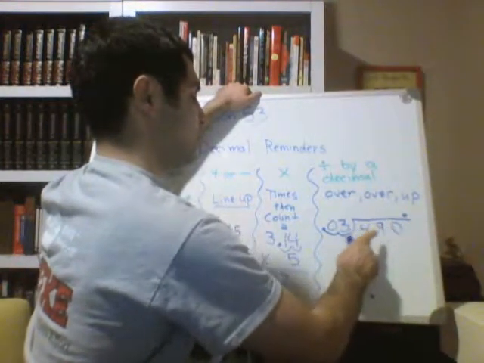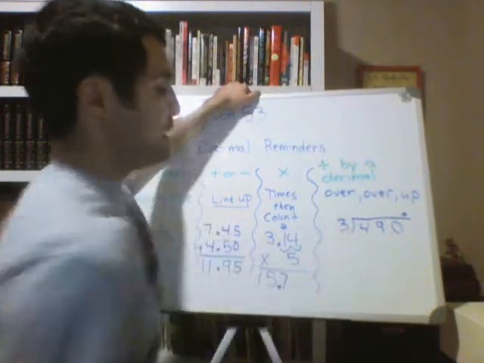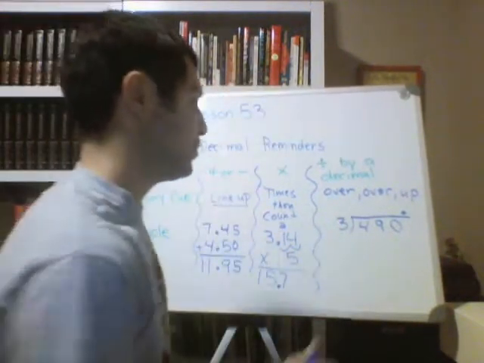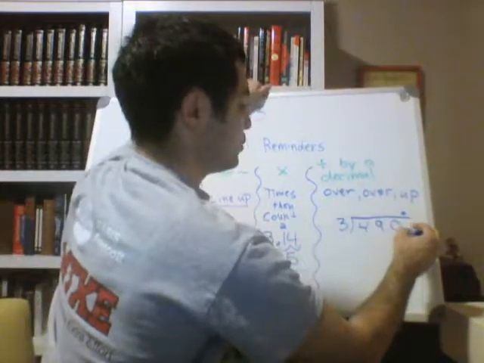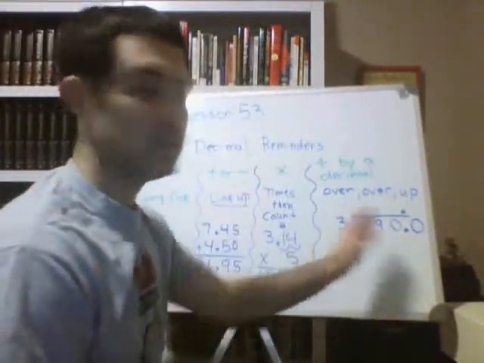Alright, so that's called the over-over-up method. Since I moved the decimal 2 places over, I no longer need that 3. So now the decimal point is right there. You may need to add zeros to the right. You can add as many as you need to.